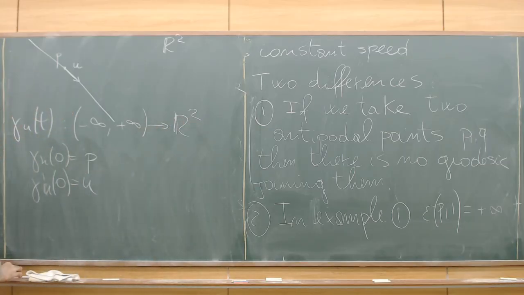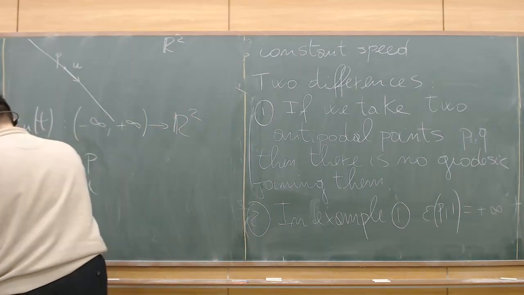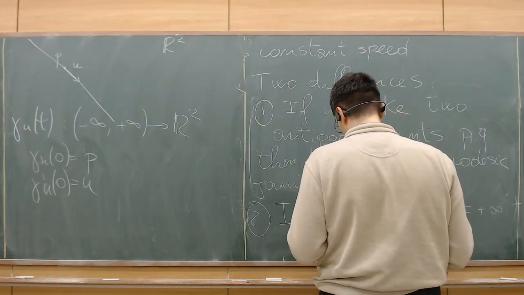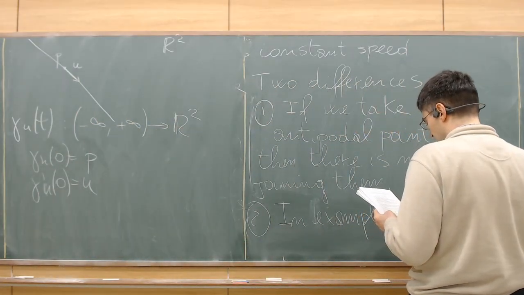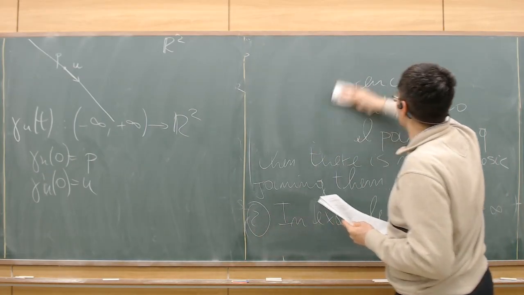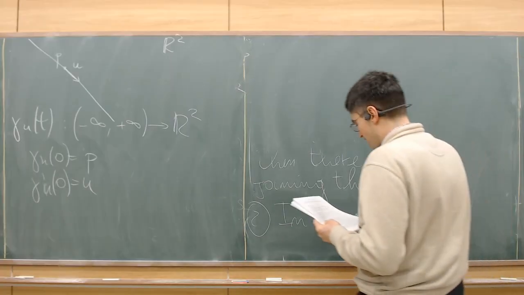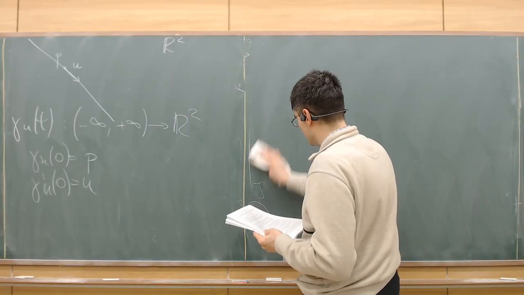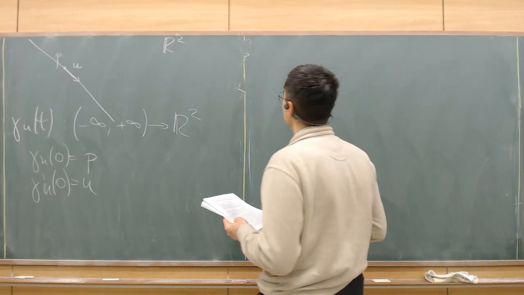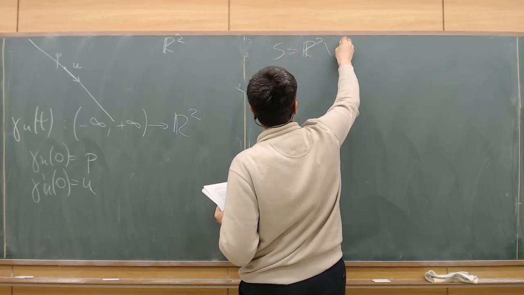What happens if I work in S equal R2 minus the origin?